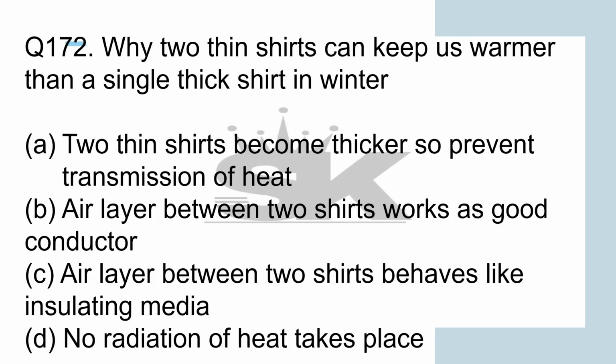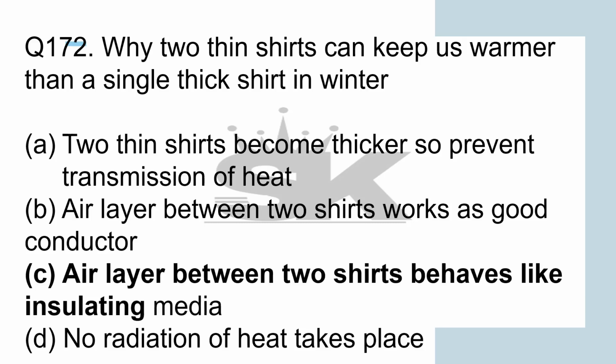But when you take two blankets or shirts, then air gets trapped between the layers of the two blankets, and air acts as a bad conductor of heat, which does not allow heat to escape from it. That's the reason here. So the answer is: the air layer between two shirts behaves like an insulating medium. Okay.